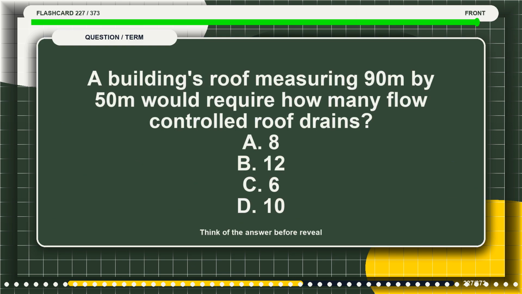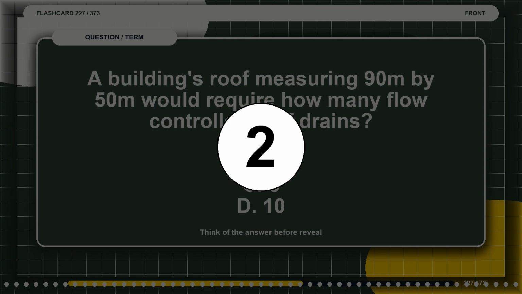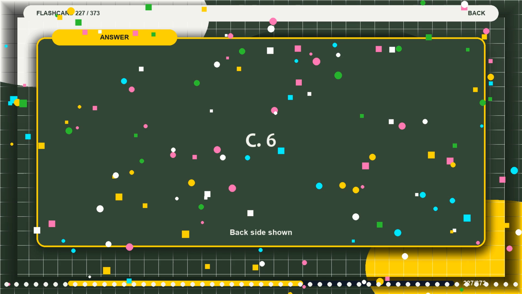Flashcard 227. A building's roof measuring 90 m by 50 m would require how many flow-controlled roof drains? A. 8. B. 12. C. 6. D. 10. Think of the answer before the reveal. The answer is C. 6.